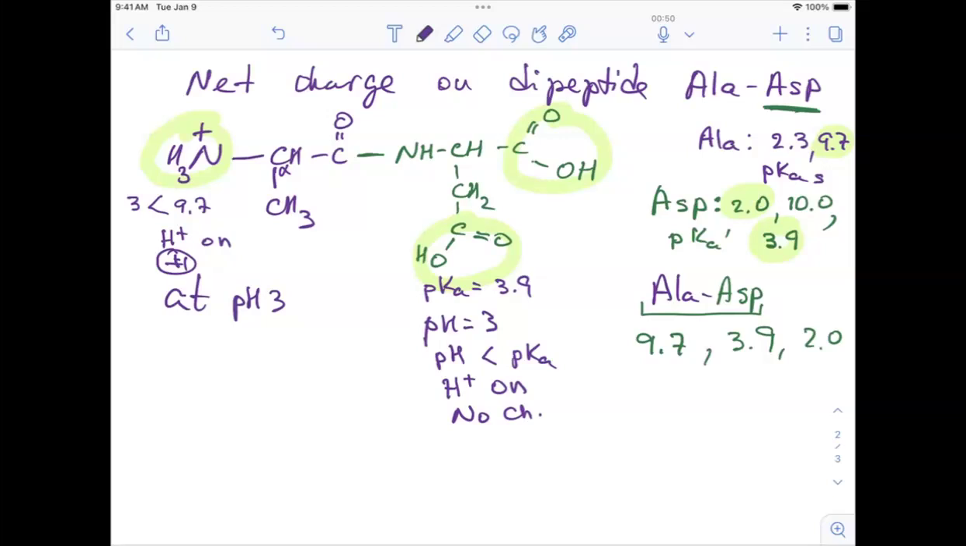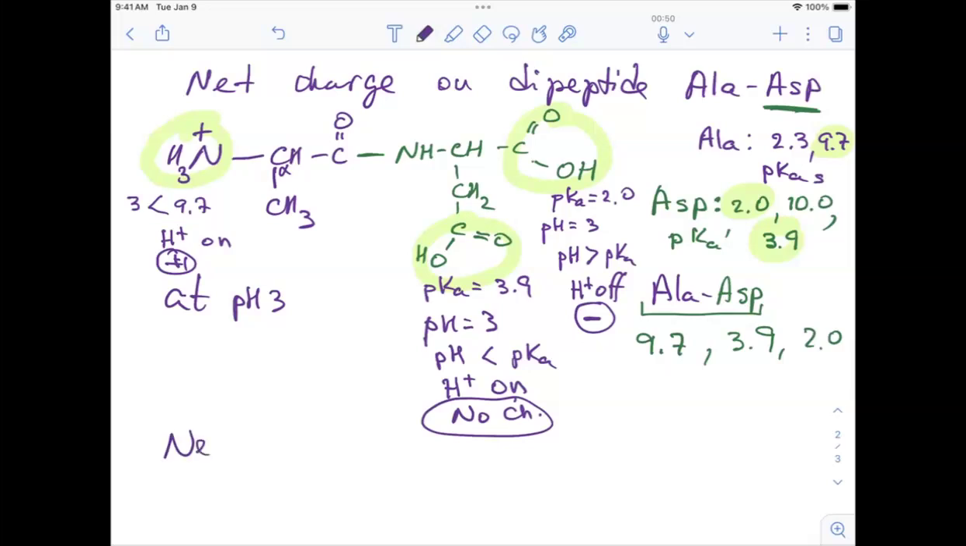And then for the last one, pKa equals 2.0, pH equals 3. So when pH is greater than pKa, the proton H plus is off. And when the proton is off in a carboxyl group, the net charge is negative. So we have no charge, negative charge, and positive charge. So overall, the net charge on the peptide is going to be 0 on the most abundant form.